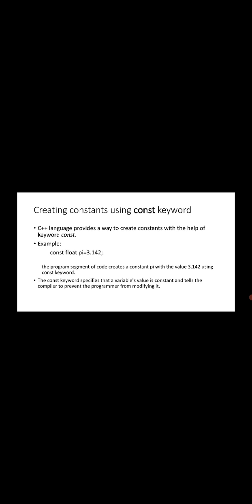C++ provides another very simple way to create constants using the const keyword. Const is a predefined word in C++ language. With the help of this keyword, we can easily create constants in our programming code. Let us consider the example.